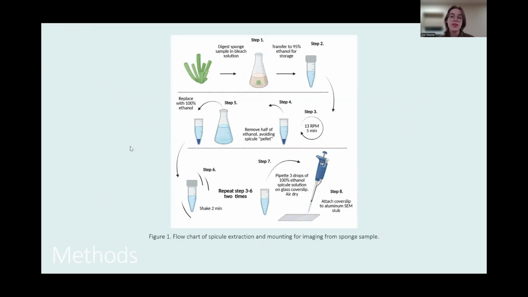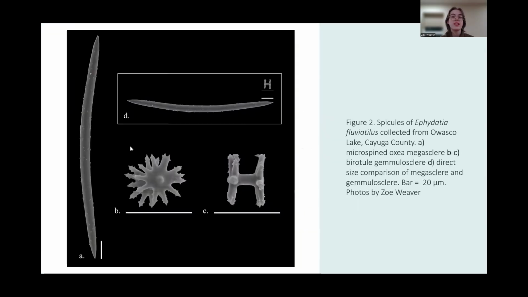So here's the general outline of our methodology. After the sponges have been collected, they're digested in bleach, transferred to ethanol, and then the solution is dropped onto a glass cover slip, mounted on an SEM stub, sputter coated, and then imaged in the SEM. We found that putting it on a glass cover slip rather than directly onto the stub is much better for handling and allows more surface area to look at more spicules at once. All of that gives us images like these.